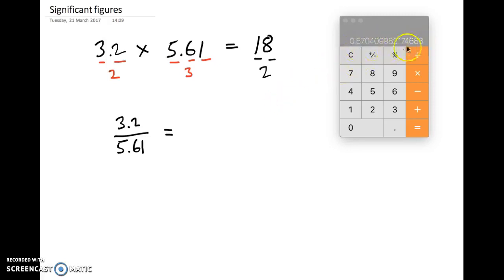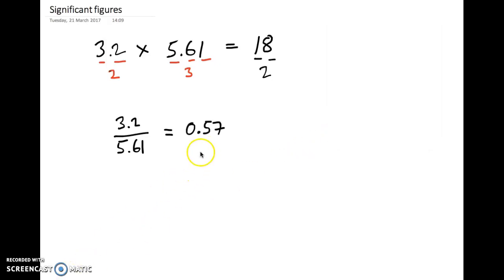All of these further numbers are not significant. As we said before, we've got 2 significant figures and 3 significant figures for our raw data. We can only have in our answer the smallest number of significant figures, so we can only have 2. So we therefore round to only 2 sig figs, so it's going to be 0.57. 0.57 has obviously got two significant figures.